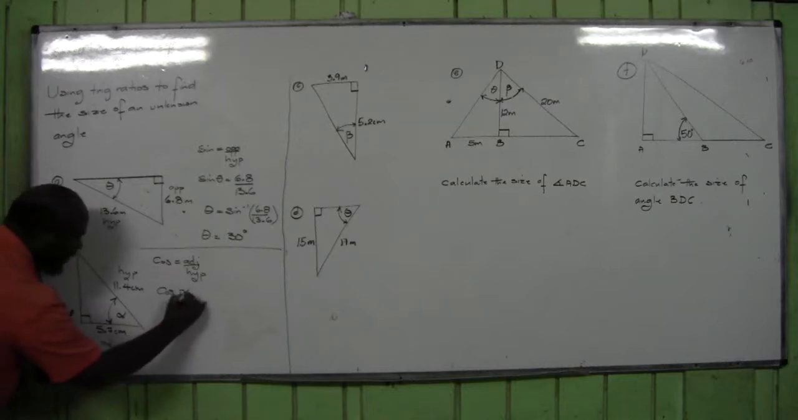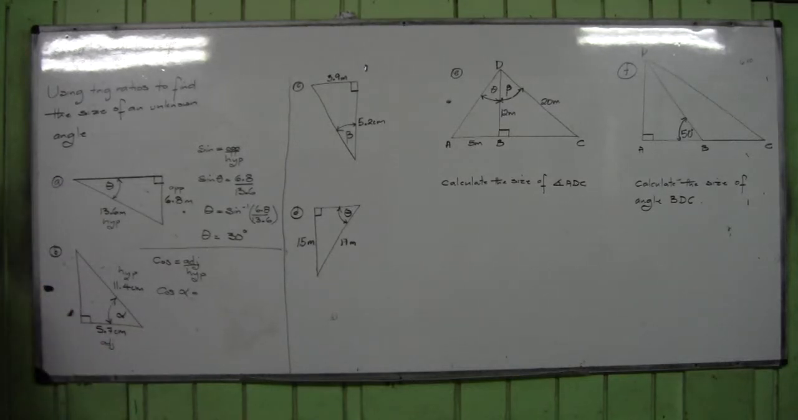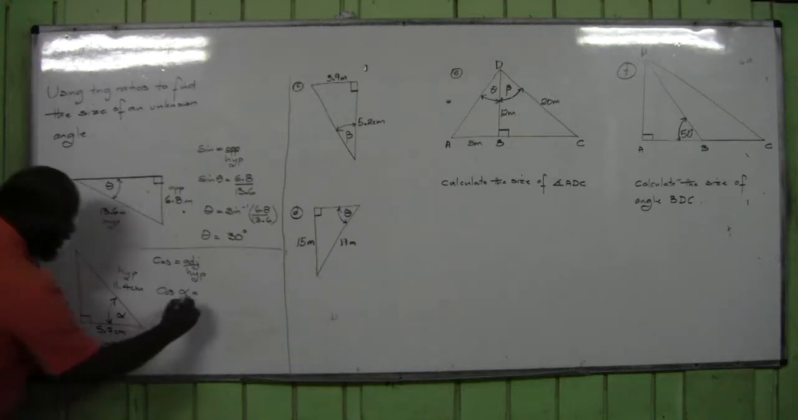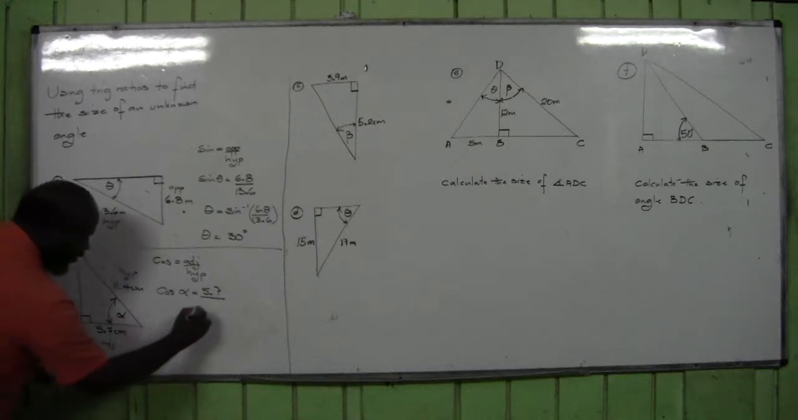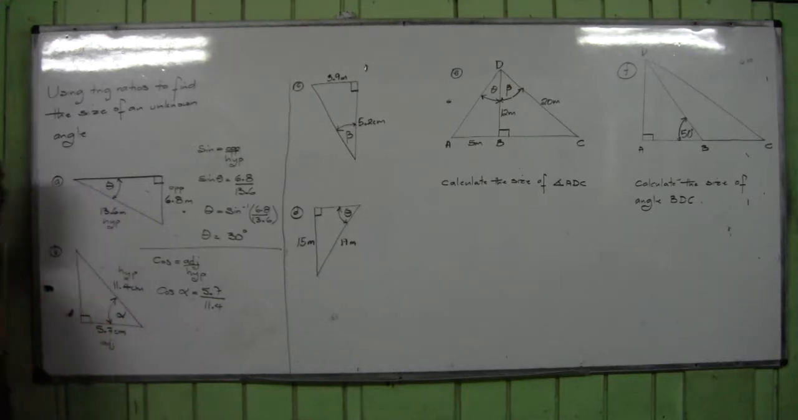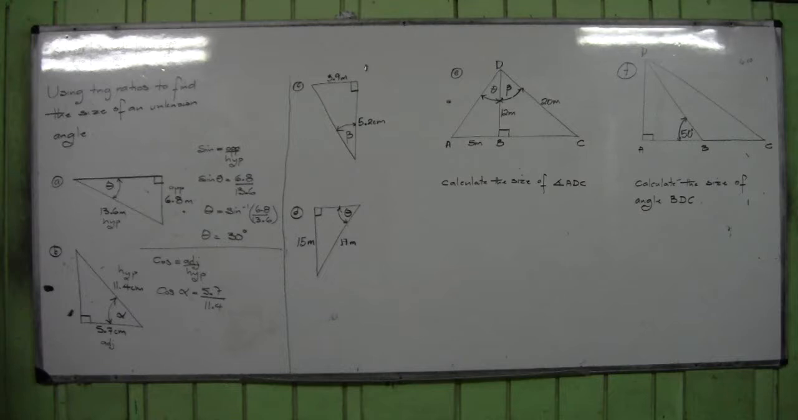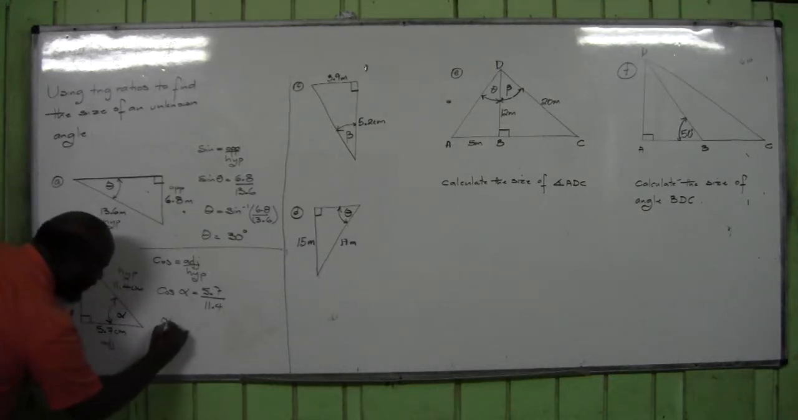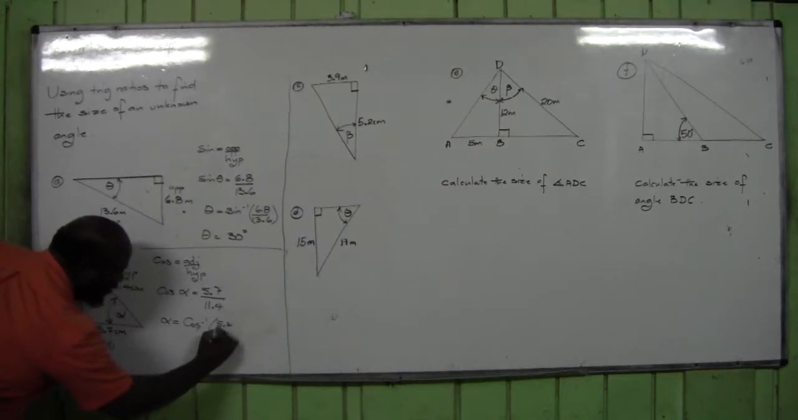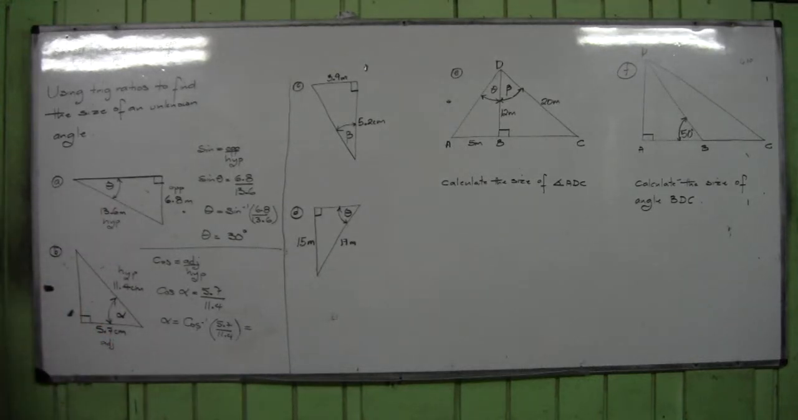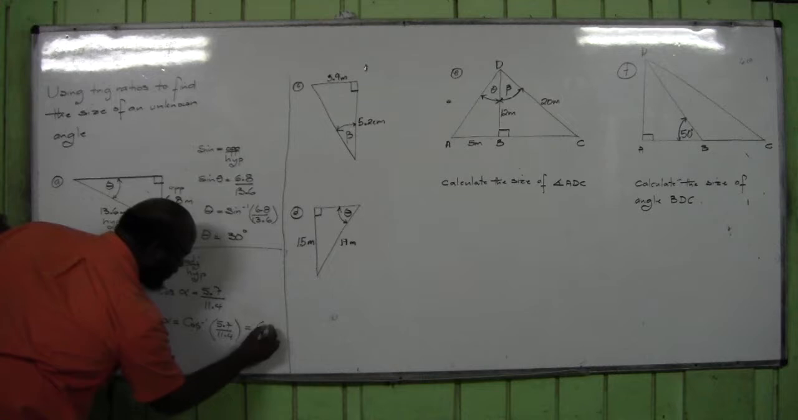The angle alpha is equal to adjacent. Which side is adjacent? 5.7 over the hypotenuse, which is 11.4. If you know the cosine of an angle, to find the angle, you must use cosine inverse. It means that alpha is equal to cosine inverse 5.7 over 11.4, which is 60 degrees. Alpha is 60 degrees.